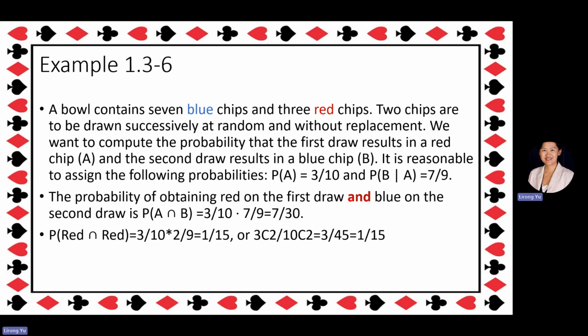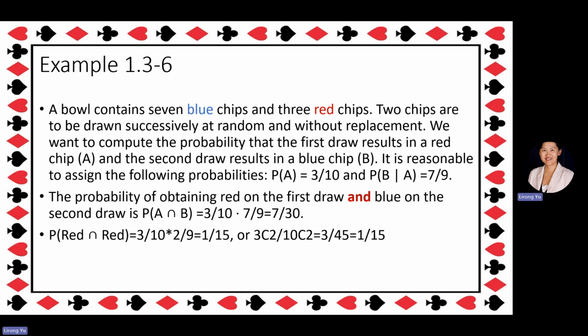We would have 7 over 10 if you're only talking about blue probability. The probability for blue in the original bowl would be 7/10. Now it's 7/9 because we have the first draw. Okay, so this is a situation when using the conditional probability is necessary. Any question?